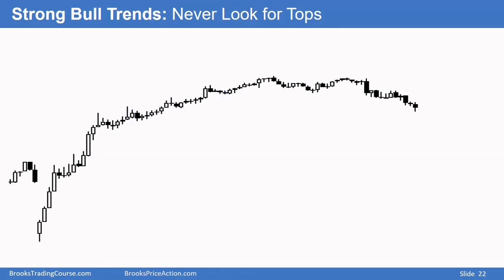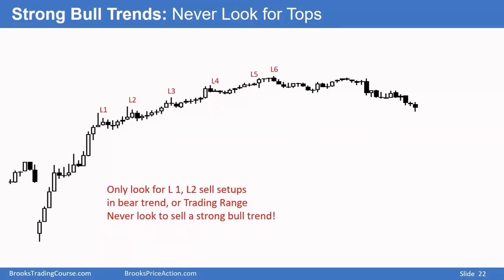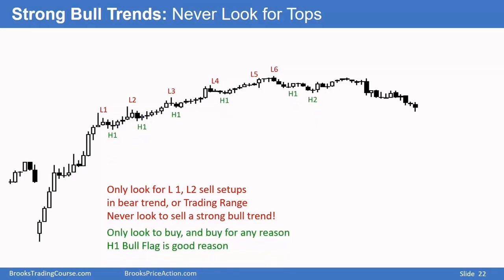This is an extremely strong bull trend, so don't start looking for low 1, low 2, low 3s. When you're in a very strong bull trend, a low 1, low 2, low 3 is a sell setup, and you cannot be looking for sell setups. So instead of looking for low 1, low 2, low 3, low 4, you should only be looking to buy. You should expect each one of these reversal attempts to create bull flags. A high one, high one, high one. And you should be looking to buy the bull flags and not sell the tops.